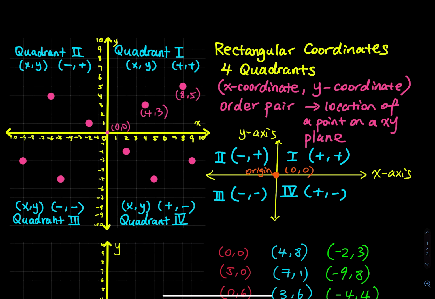So let's point out the coordinates. Let's stop at this point. This point is x equals negative 6. What is y equal to?